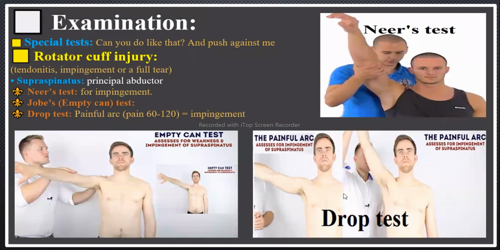Excellent. Okay. The third one, what is it called? The drop test. We are testing which muscle? Supraspinatus. What is the function of supraspinatus? Abduction. So ask the patient to do abduction until his arm touches his ear. So how many degrees?